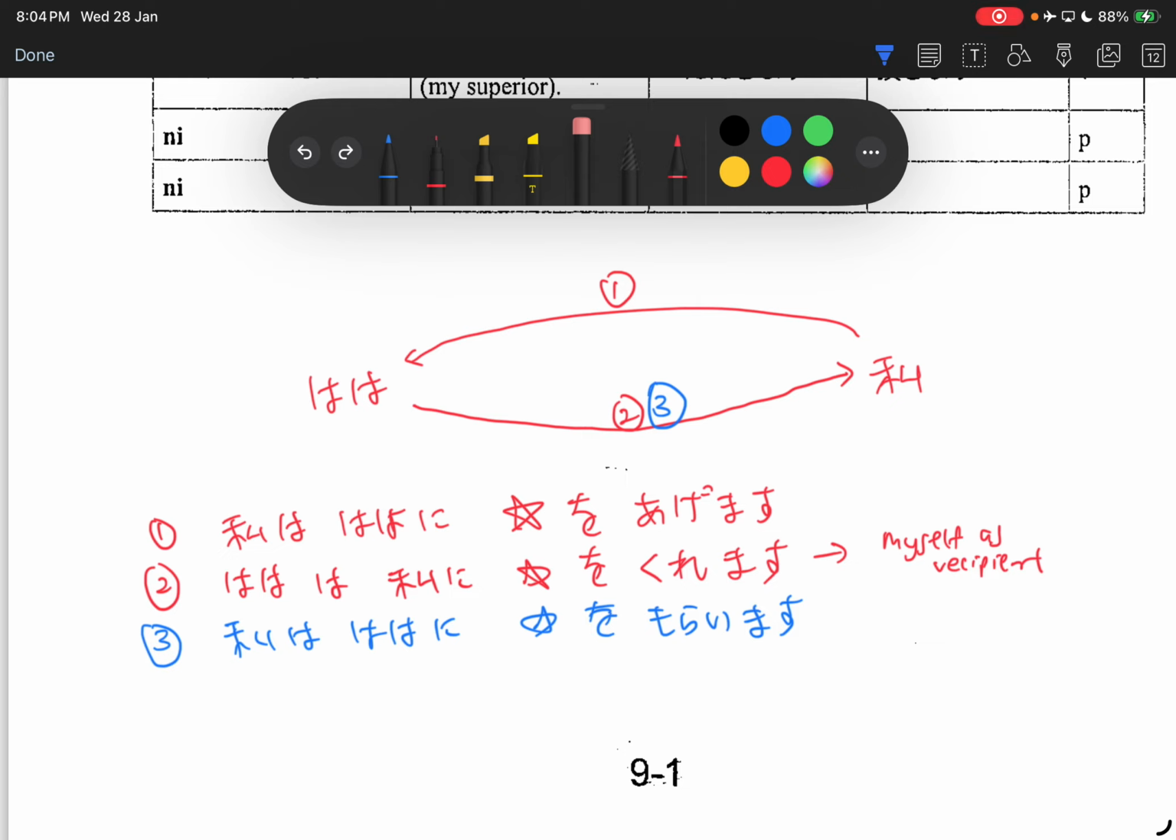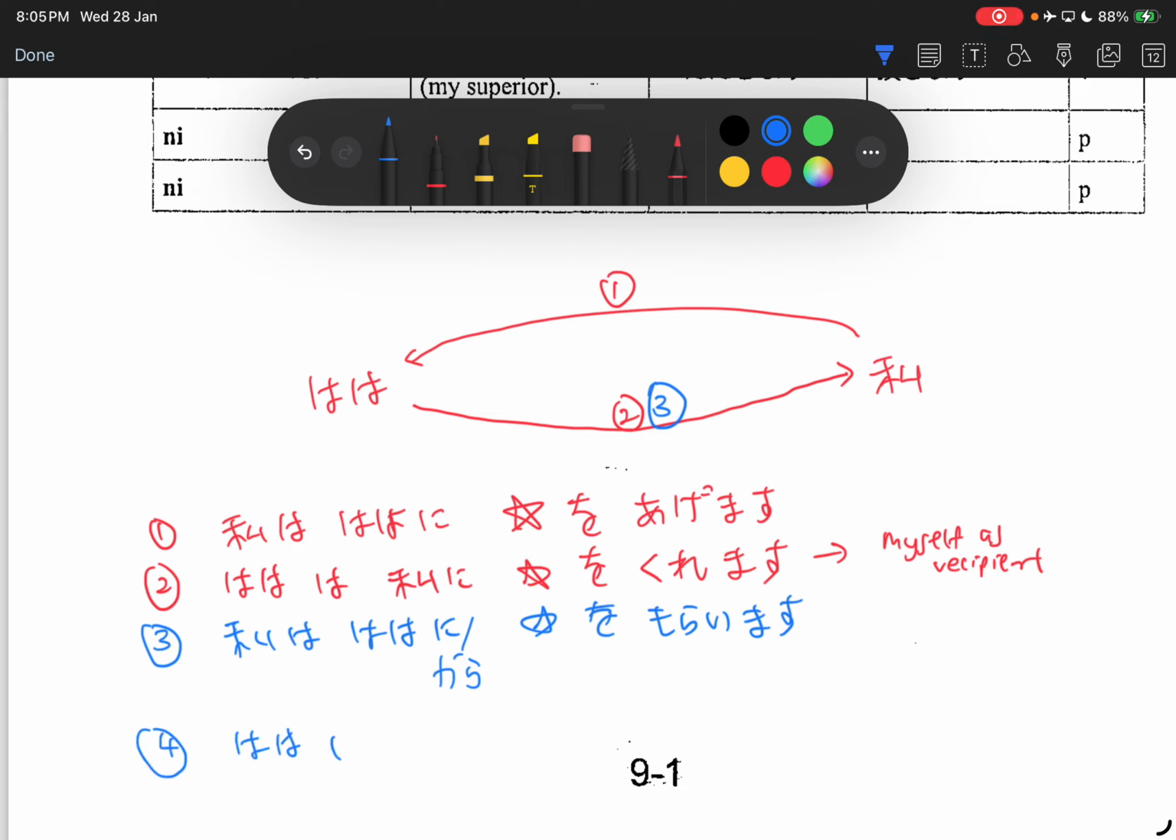In this case, this ni, you can also use the particle kara. From, receive from. So you can change the particle ni to kara, but this is only when you are receiving. Then we can change the particle from ni to kara, so you can use either ni or kara. So far so good? Yes. Then the last one.